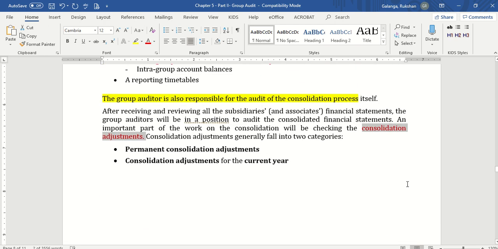See, it says the consolidation adjustments need to be checked. Especially, these consolidation adjustments are put into two categories. One we call the permanent consolidation adjustment. A permanent consolidation adjustment simply means there will be one permanent entry passed over the period.